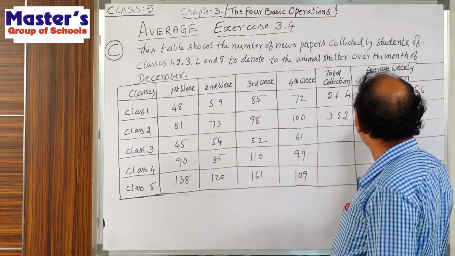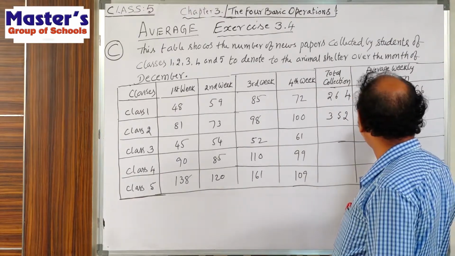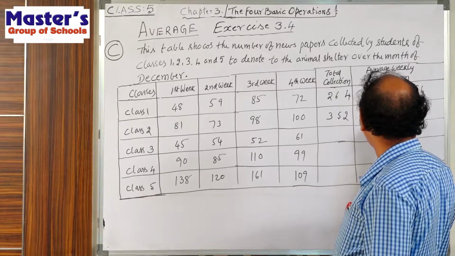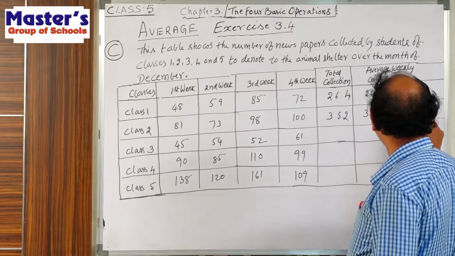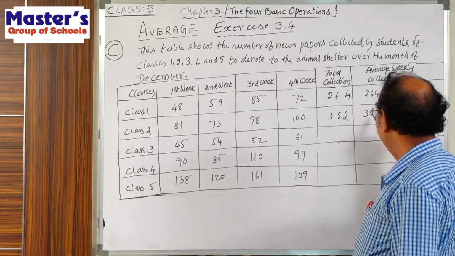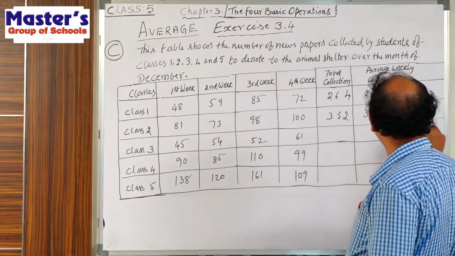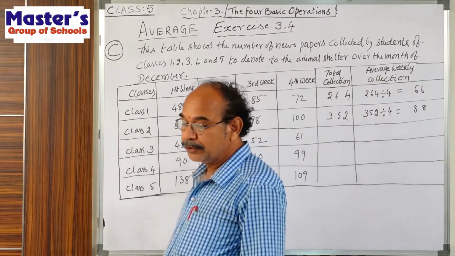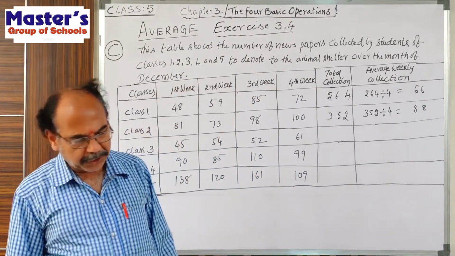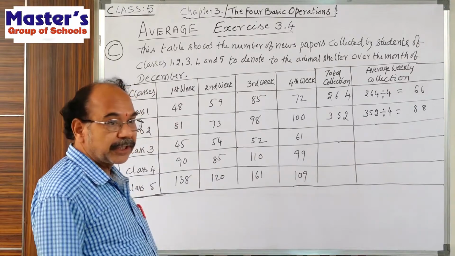So now to find the average collection, divide this 352 by 4. How much? 4 8s are 32. 3 remainder. Now side 2 is the 32. 4 8s are 88. How much? 88. That is the average collection of the second class students.